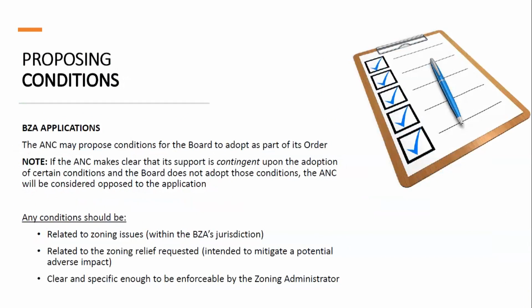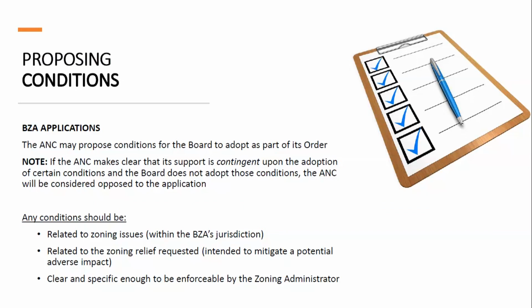So for BZA applications, the ANC may propose conditions for the board to adopt as part of its order. And these are conditions that would be part of the board's approval and would be enforceable by the zoning administrator with the Department of Buildings. One thing to note: if the ANC report makes it clear that its support is contingent upon the adoption of certain conditions and the board does not adopt those conditions, the ANC will be considered opposed to the application.